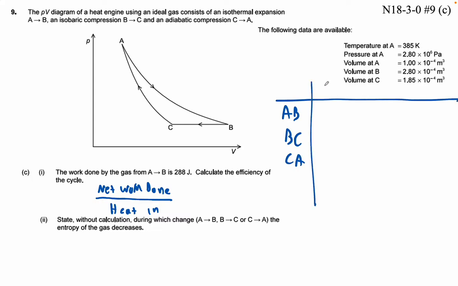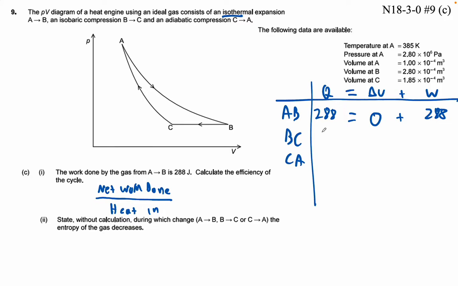And what I like to do is just do this. Q is delta U plus work, okay? And they say the work done by the gas from A to B is 288, right? AB is isothermal, right? So therefore, the internal energy cannot change. So therefore, the heat that flows in is 288. Okay, that's the net amount of heat that flows in, right?